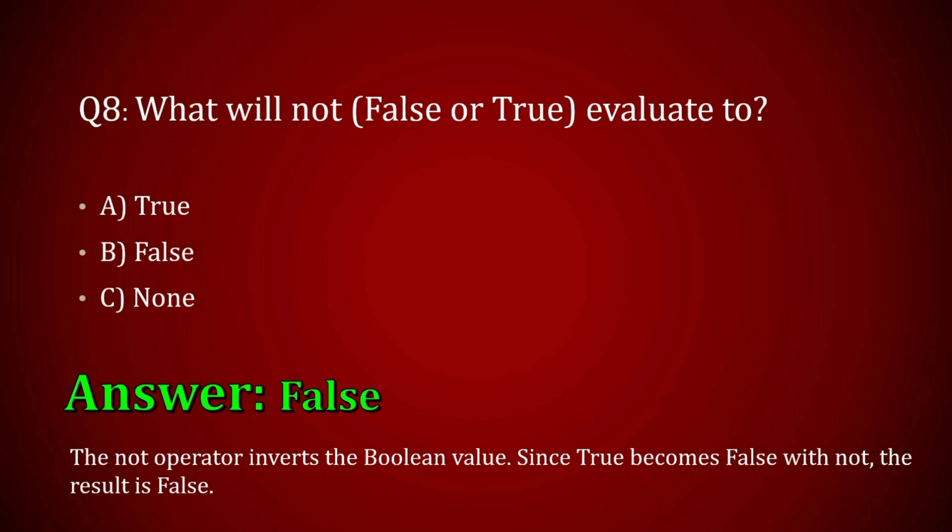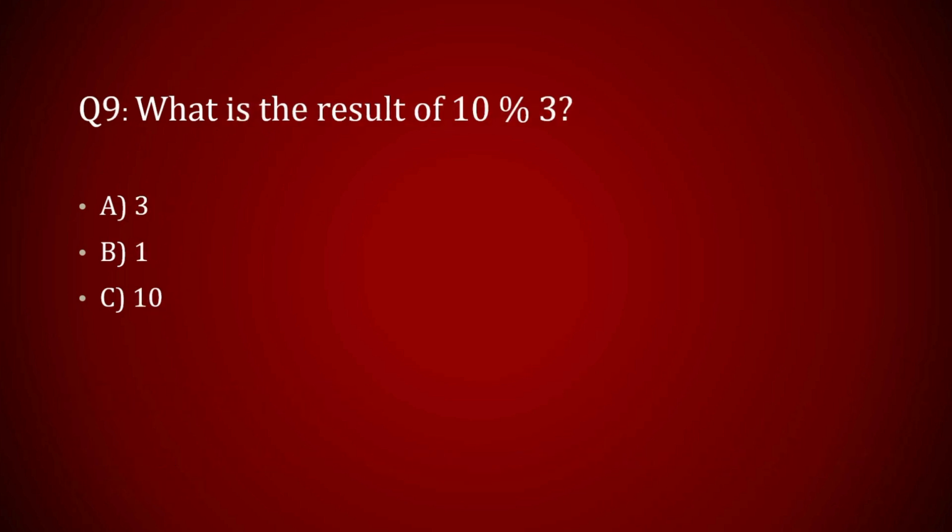Now let's move to question number 9. What is the result of 10 percent 3? We know this particular symbol as the percent sign, but it is called something else in Python. Let's see that. The options we have are 3, 1, and 10. Let's start the time.